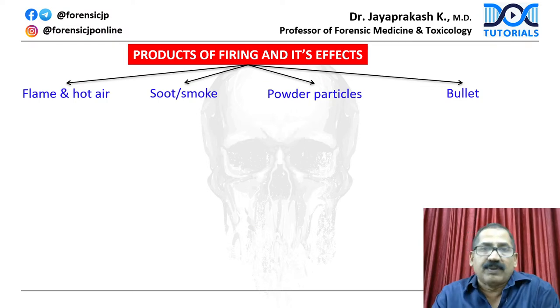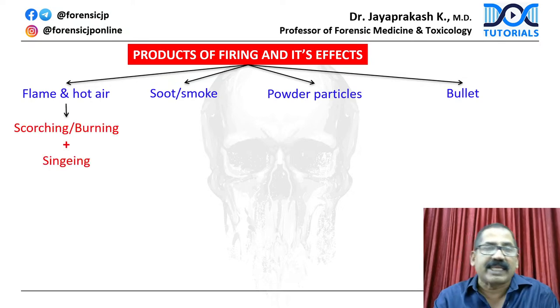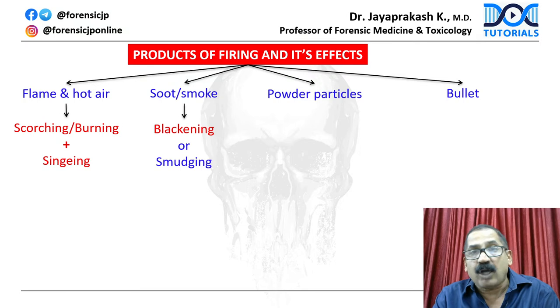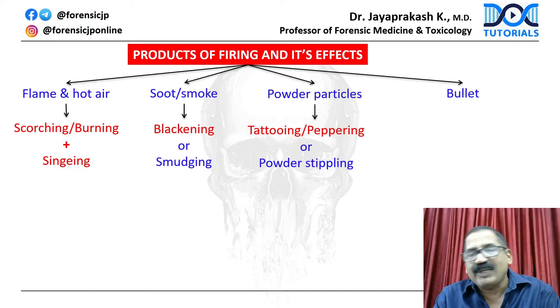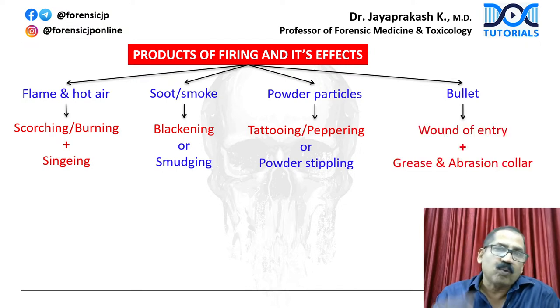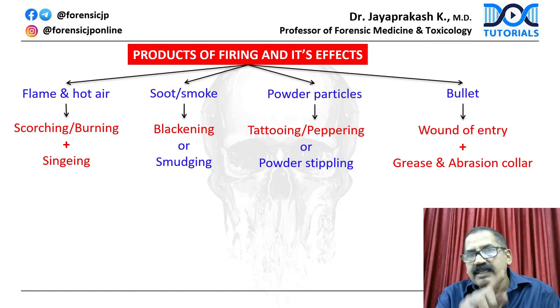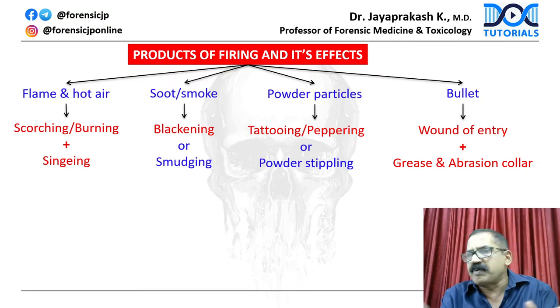Now, already I told you, let me go a bit faster. Products of firing and its effects. Flame and hot air give rise to scorching or burning of the skin and burning of the hair, known as singeing. Soot and smoke give rise to a condition called blackening, also known as smudging. The powder particles give rise to tattooing or peppering. Rarely, we also call it powder stippling. And finally, the bullet gives rise to wound of entry plus grease collar and abrasion and/or contusion collar around the wound of entry. Sometimes there may be a wound of exit also.